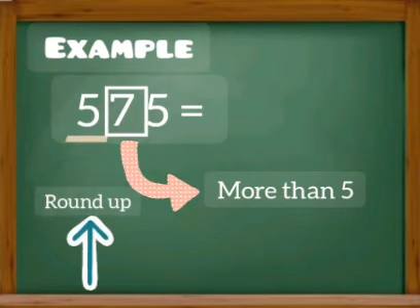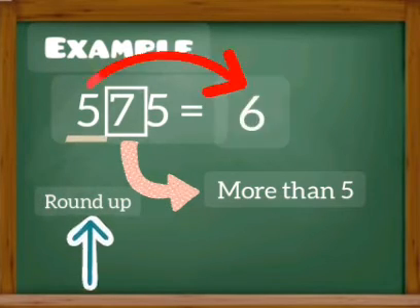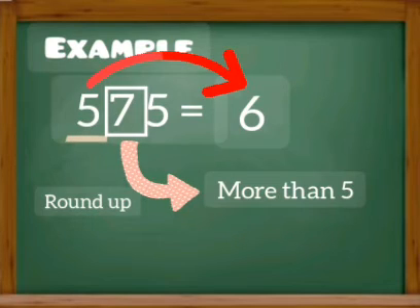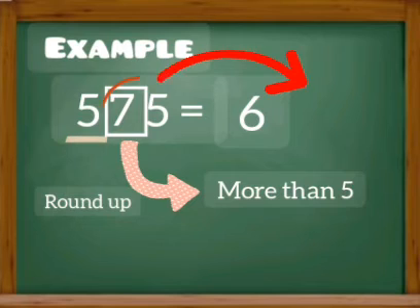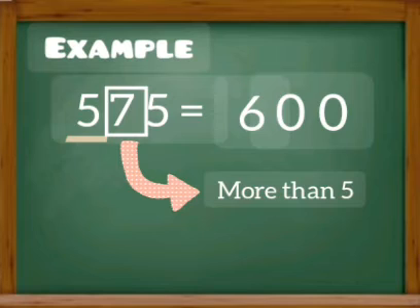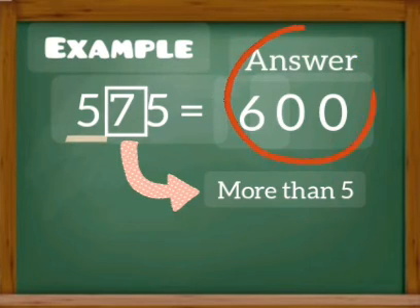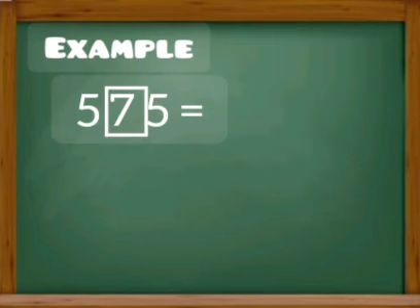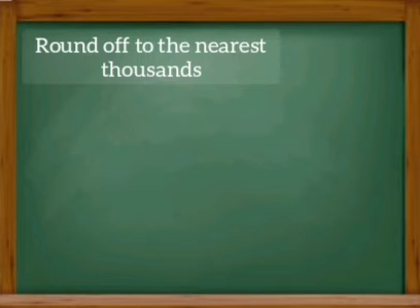So the 5 will be turned to 6 because we are going to add 1 to the 5. And then the rest of the numbers we are going to turn to 0. So 575 rounded off to the nearest hundreds is 600. Now let's look at this other example.